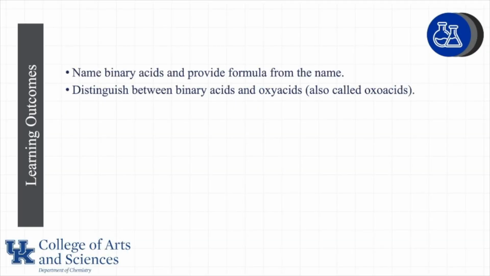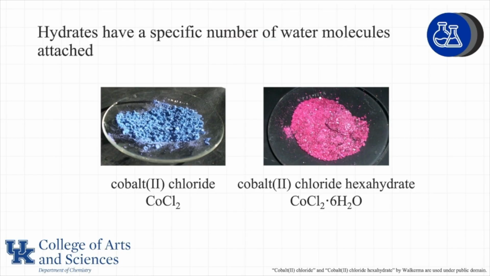In this lesson, we'll look at the naming of binary acids, as well as learning how to identify oxyacids. We're going to look briefly at hydrates just so you recognize what they are. We're not going to worry about naming those hydrates, but I want you to know these exist. So hydrates have a specific number of water molecules attached to them semi-permanently.